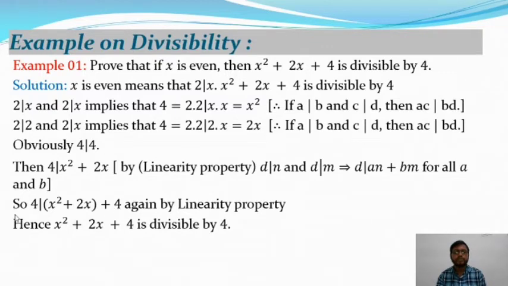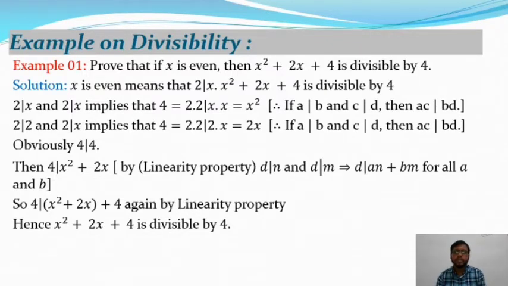So therefore 4 divides x square plus 2x, and 4 divides 4, then applying the linearity property again we get 4 divides x square plus 2x plus 4. After simplifying, that means x square plus 2x plus 4 is divisible by 4. Hence the proof of the above example.